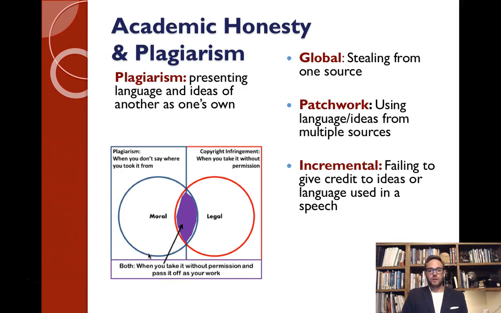There's global, which is stealing from one source, essentially copying and pasting maybe a whole speech outline. Or it's patchwork, using language or ideas from multiple sources to patch together maybe an argument or speech that sounds good, but is based on a lot of different parts taken from a lot of different sources. And then there's incremental, and this is failing to give credit to ideas or language used in a speech.